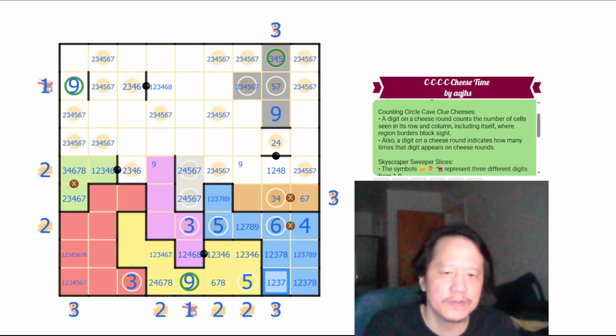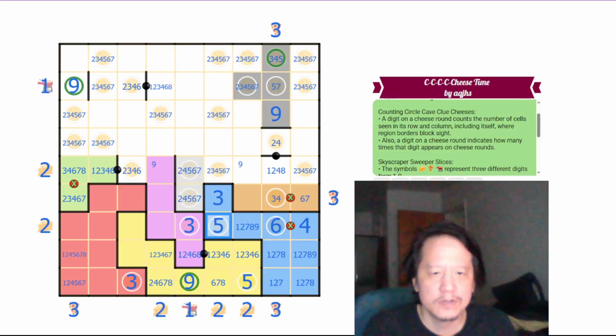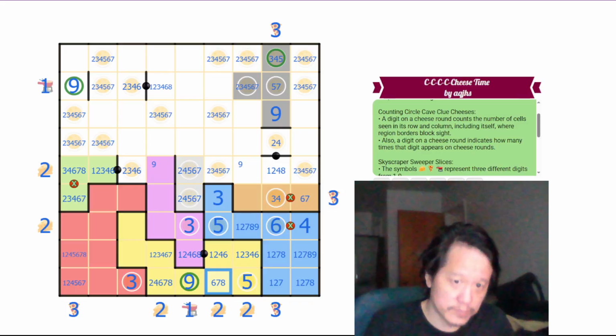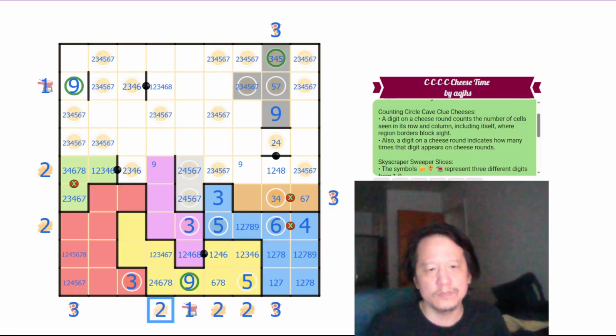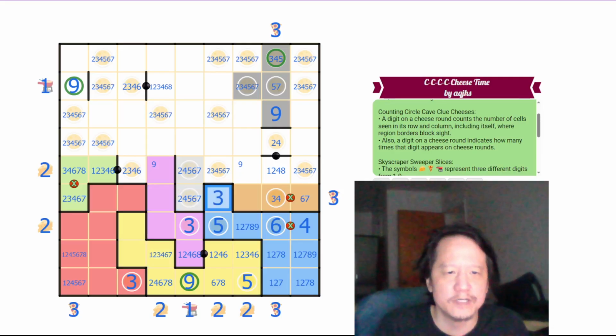No 3 there. No 3 here. 3 has to be in one of the yellows. So one of these 4 is yellow. 3. So this can't be 3 here or here. Which leaves a 3 here. So no 3 here. No, one of these is 3.